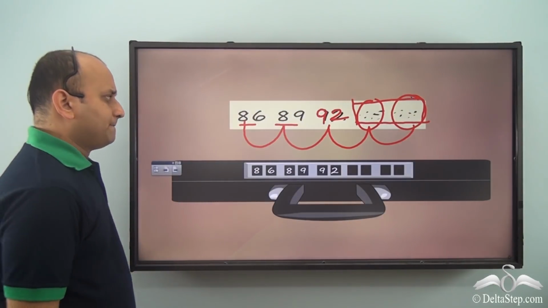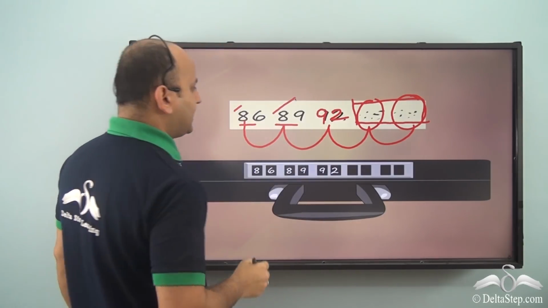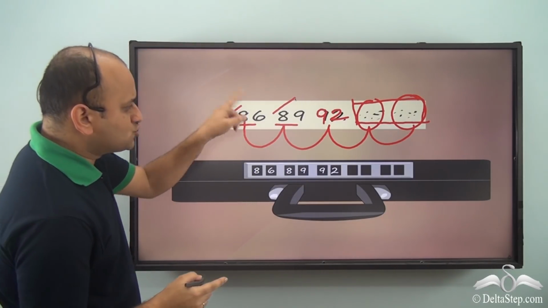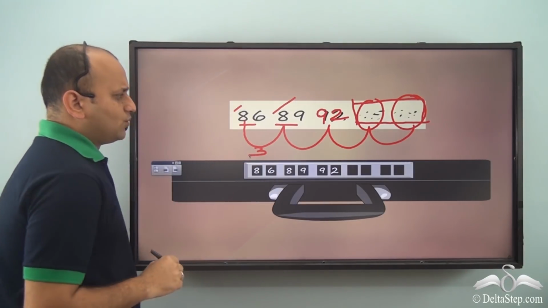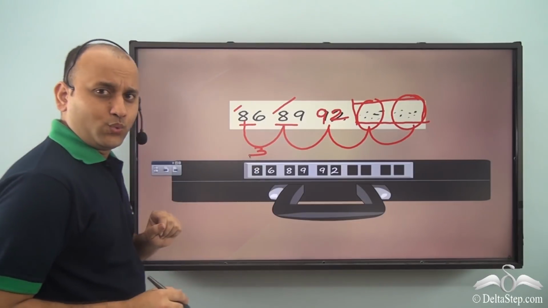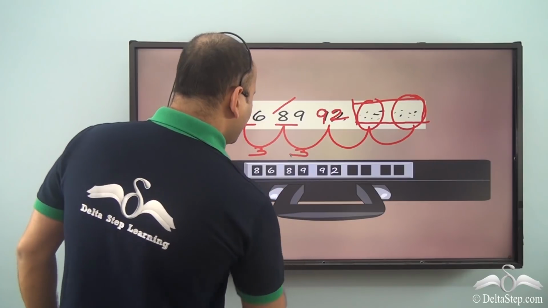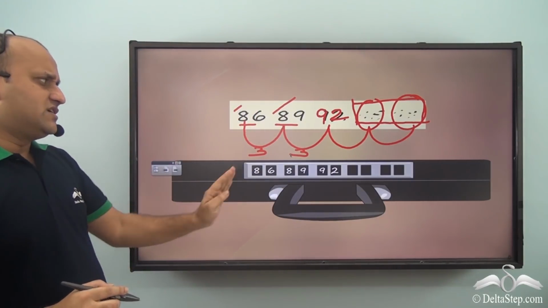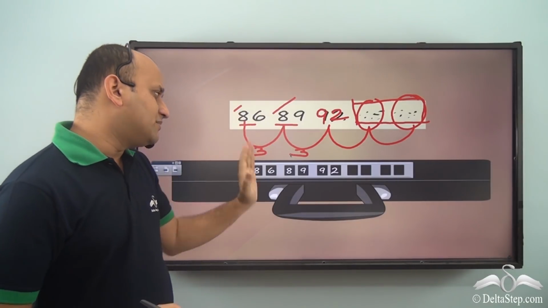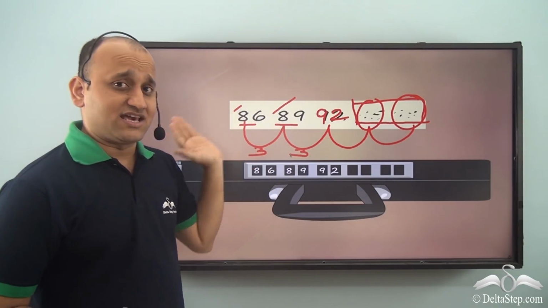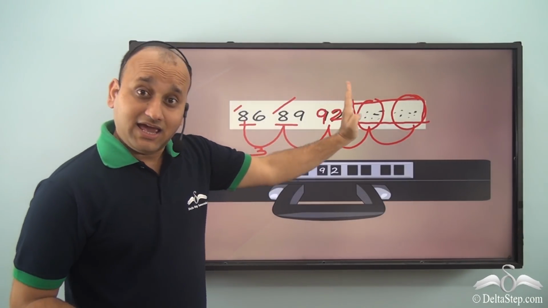So let's see. We have 86 and after 86 we have 89. So what is the difference between these two numbers? It's 3, right? What about 89 and 92? What is the difference between 89 and 92? It's 3 again. So what do we see here? We see that the difference between consecutive numbers is 3 in both these cases. So I believe this is in AP.